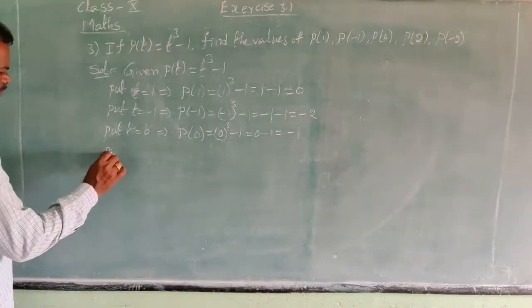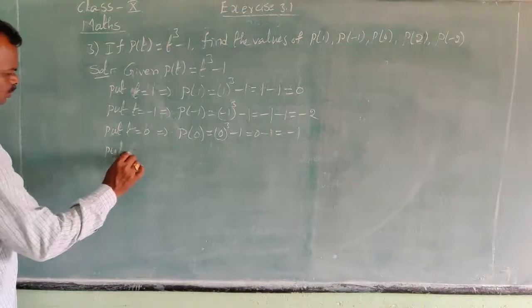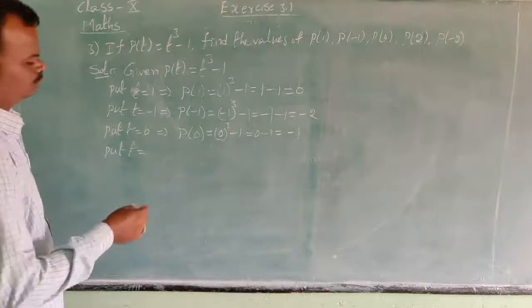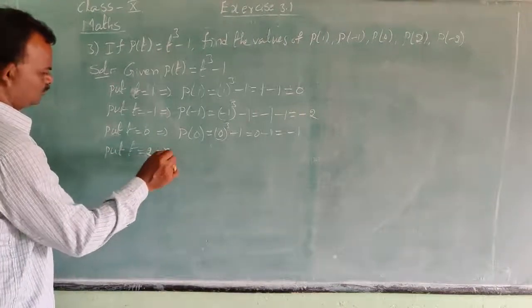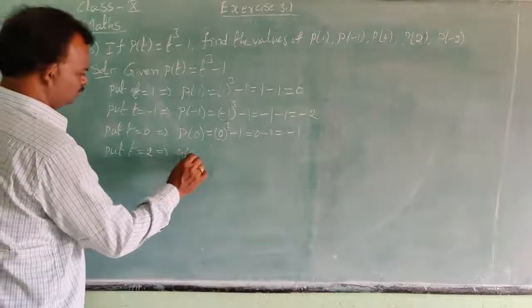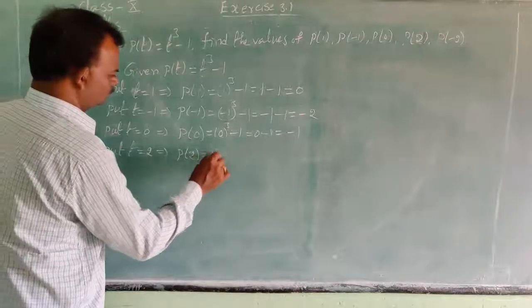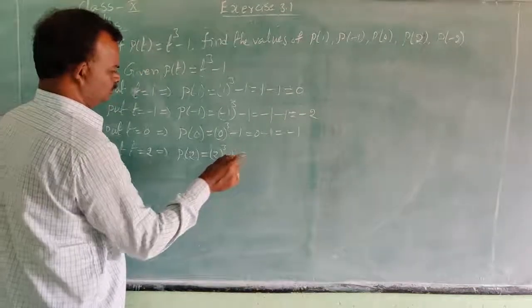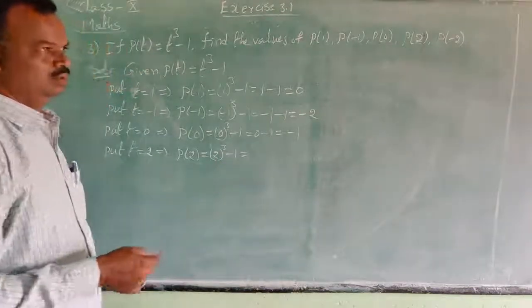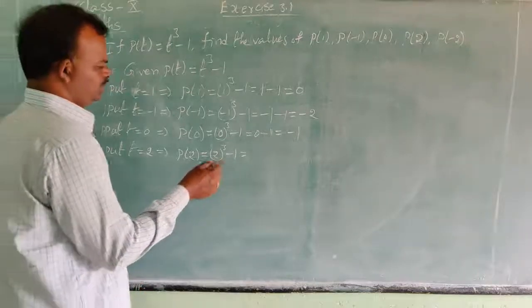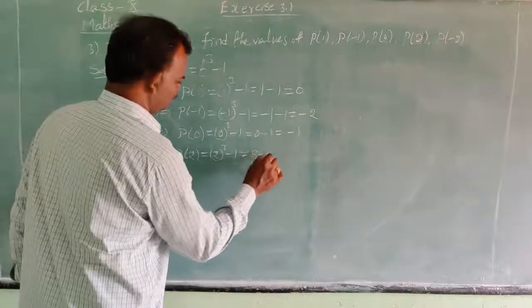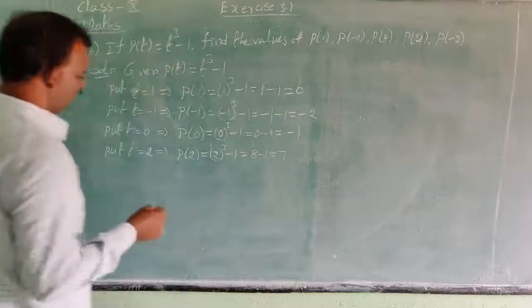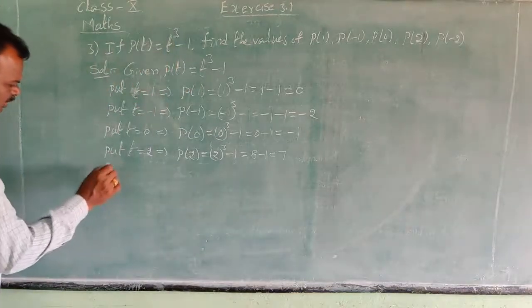And next, put t is equal to 2, that implies p of 2 is equal to 2 cube minus 1. 2 cube means 2 twos are 4, 4 twos are 8, 8 minus 1, that is equal to 7.